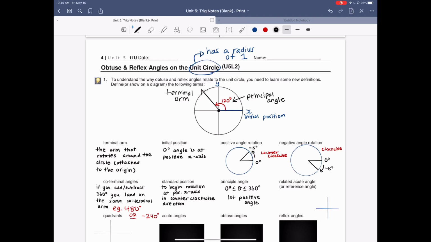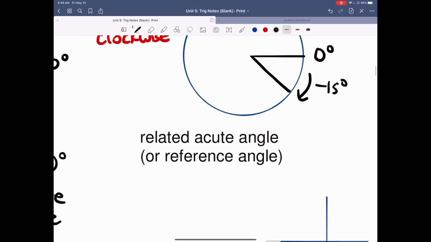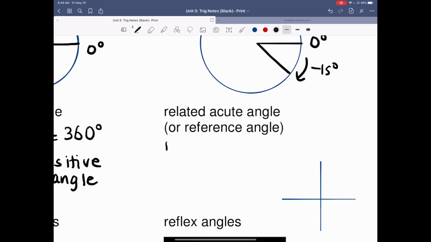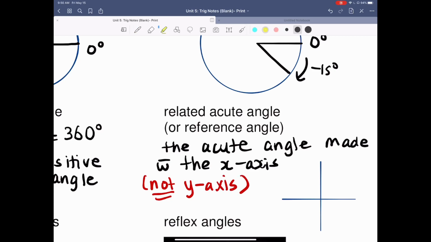I have the related acute angle, or the reference angle. So the definition of that is the acute angle made with the x-axis. Important, it's not with the y-axis. It's not the acute angle made with the y-axis, but the x-axis.